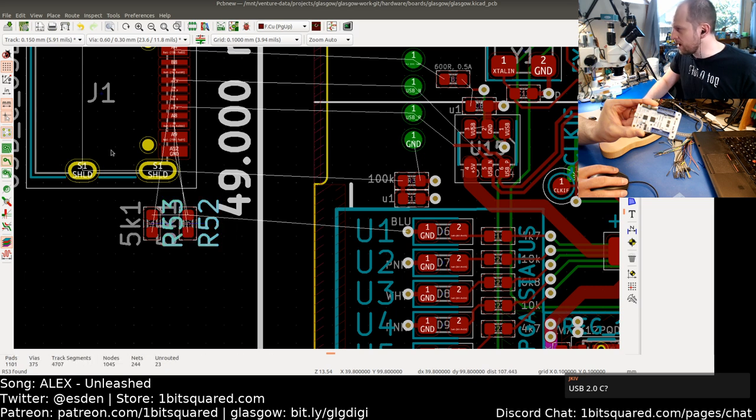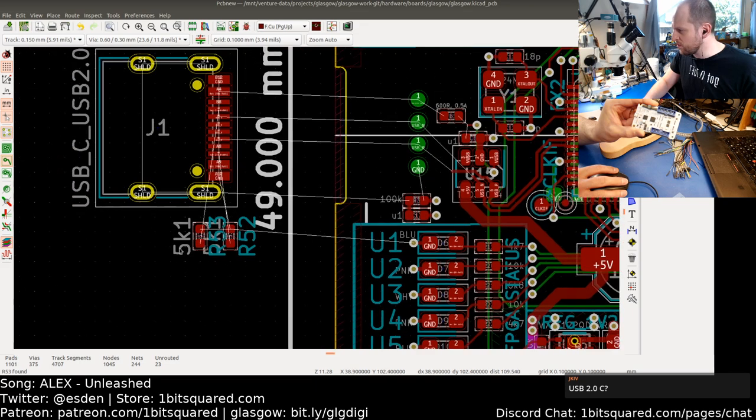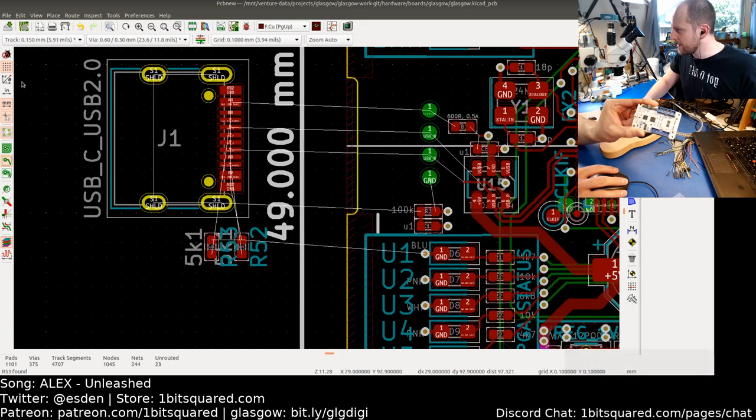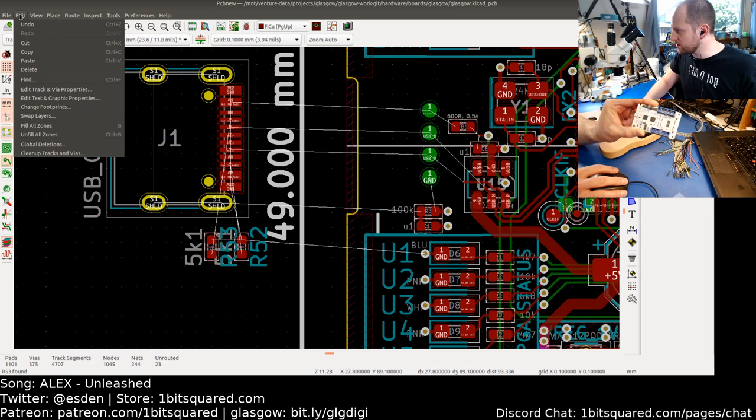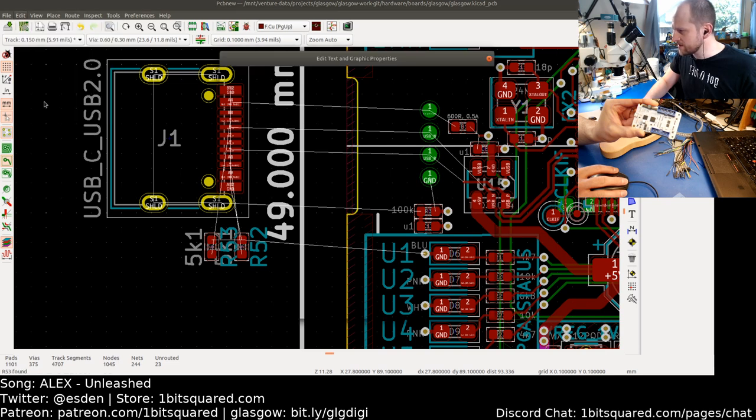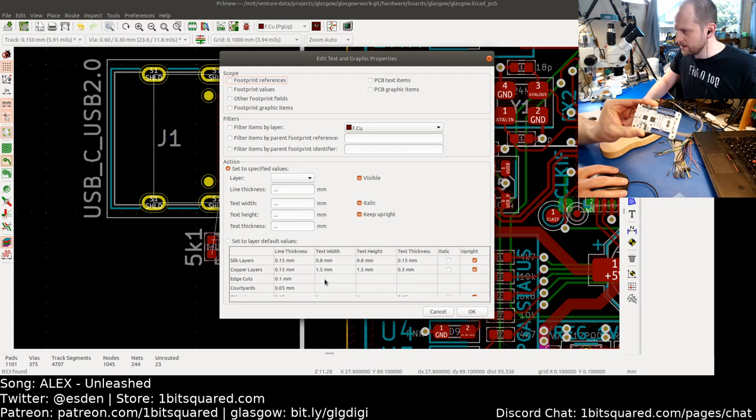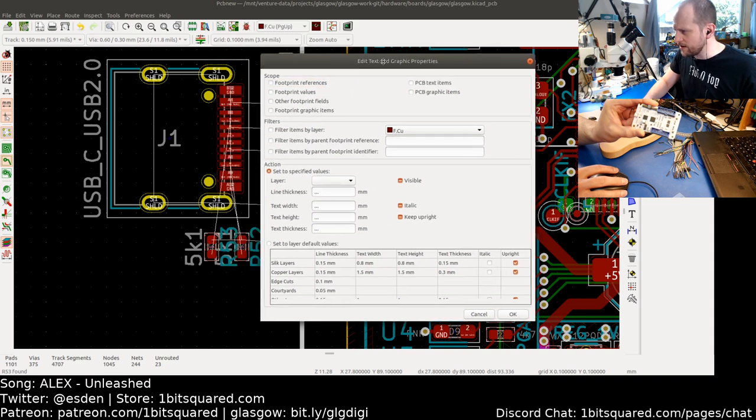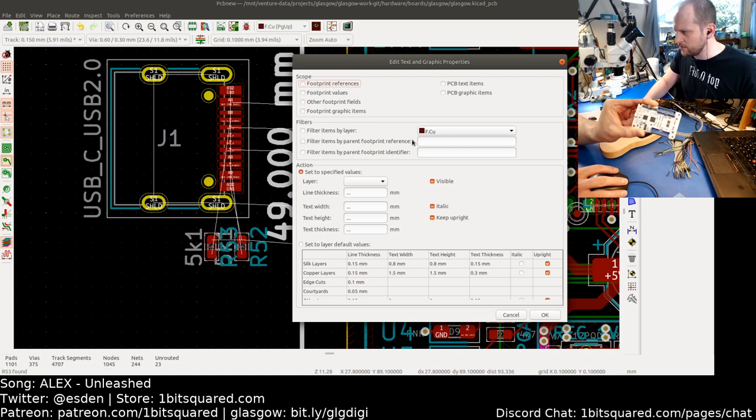So the thing I wanted to show you, and I'm not sure I will be able to use it here. There is a new feature that I didn't realize existed. It's like edit text and graphic properties. There's this thing, but I don't think it is reacting to selections. So I can't just select a few objects and open up this edit window. I have not seen a way of doing that. This is a massive omission, if you ask me.